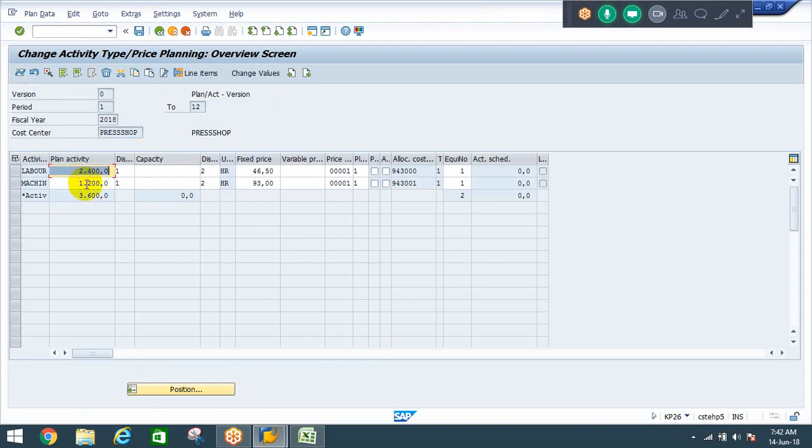We planned this much, 2400, 1200 system. When we do the KSBI, system updated the price here. Under KP26, while calculating KSBI, it updates the price here in KP26. Okay, note that under KSBI. Price will get updated in KP26.